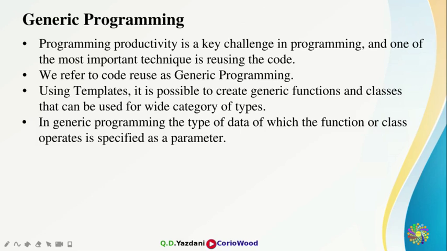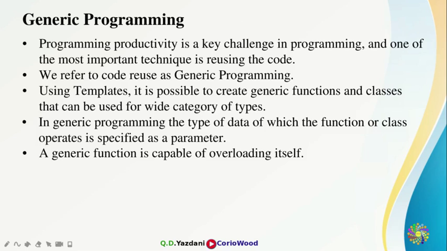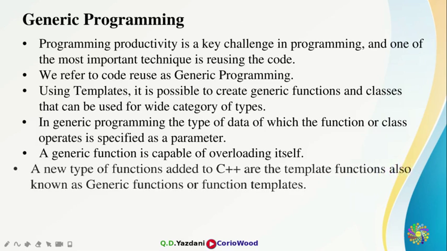So in generic programming, the type of data on which the function or class operates is specified as a parameter. A generic function is capable of overloading itself. So keep in mind, a template, which is a generic function or generic class, is capable of overloading itself. So it keeps on overloading itself. And as I said, in generic programming the type the function or class operates on is specified as a parameter. So keep in mind there is a parameter here.